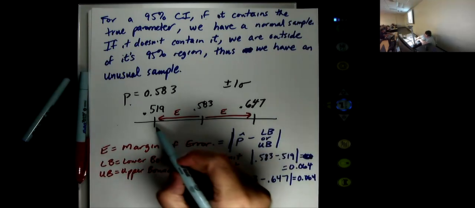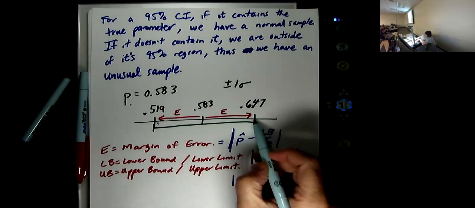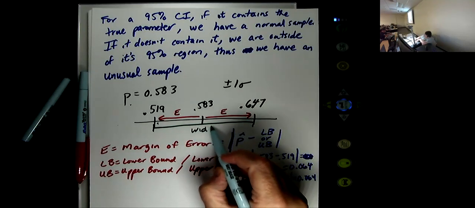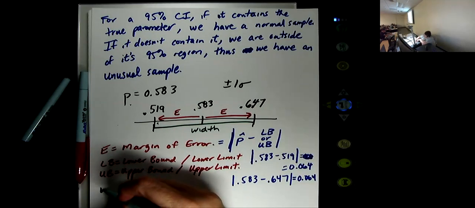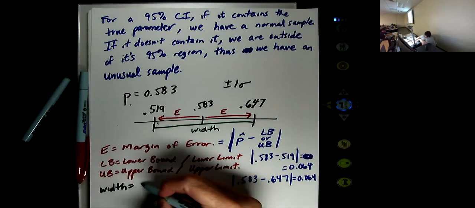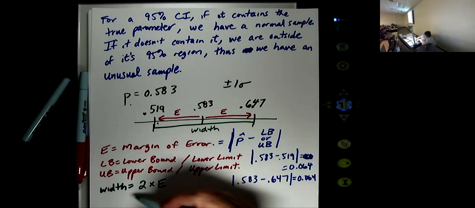This full distance here is called the width. The width equals 2 times the error, or it's the upper bound minus the lower bound.